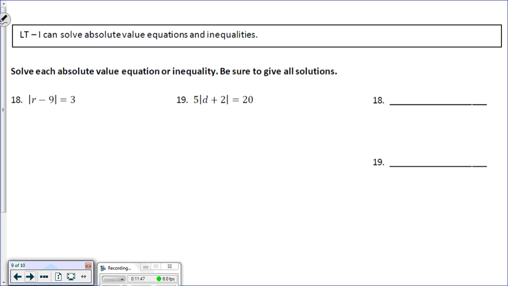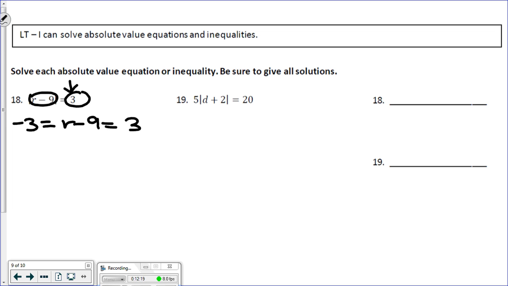To get rid of the absolute value symbols, we take the opposite of our number 3, which is negative 3, and write negative 3 equals. We take everything that's inside the absolute value symbols and rewrite it, r minus 9 equals, again, we have positive 3. Remember, absolute value, you can put in a positive number or a negative number, and you always get a positive number out.